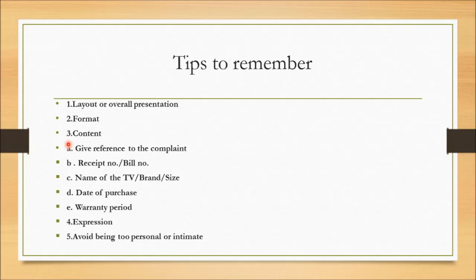Third thing is the content. Content means the points that you need to include in your letter. For this, it was a complaint, so you have to give reference about the complaint. Reference refers to your receipt or the bill number, the name of the TV, the brand, the size, the date of purchase, the warranty period. All these details have to be there. And then you will give more description about the problem: if it is not working or some problem with the sound or with the screen, and how it has affected you, how you are troubled about it. All these things have to be explained very well in the content.